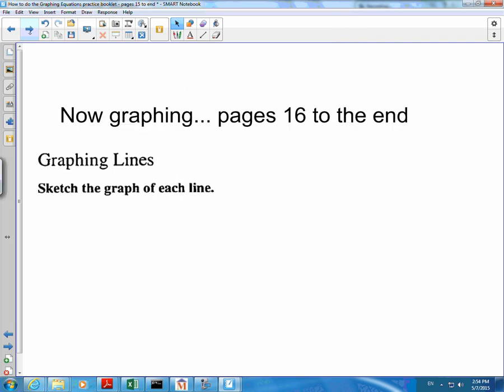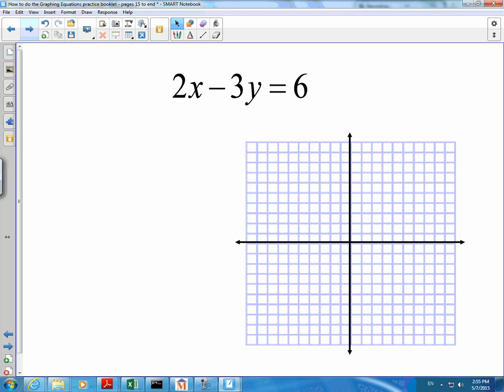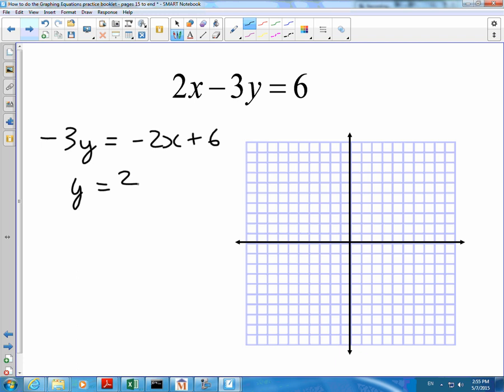And then from page 16 to the end, you have to graph equations that are in this not y equals mx plus b form. So let's just do the ones that we just did as examples. Once again, I can change that to y equals mx plus b. So when I did that, just having a quick review, that goes like this on my first step, and this on my second step. So my y-intercept is -2. And then I would go up 2 and over 3. And there's my line.